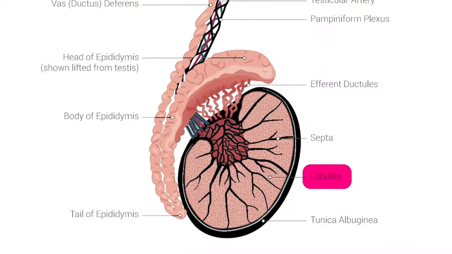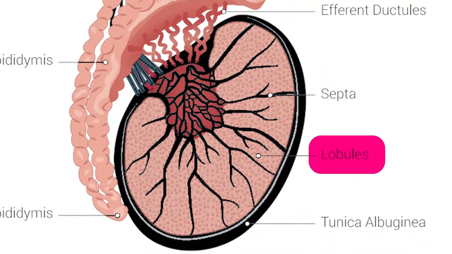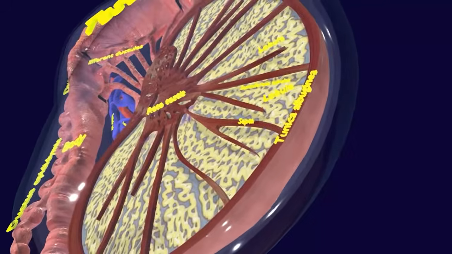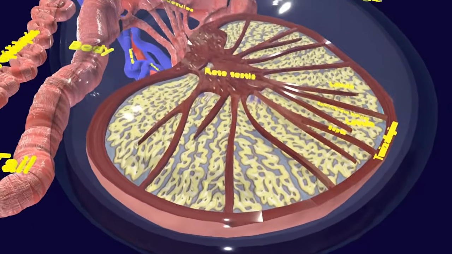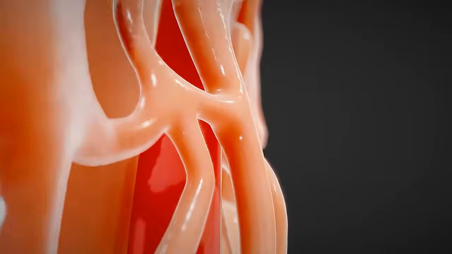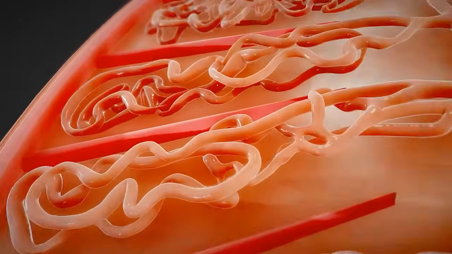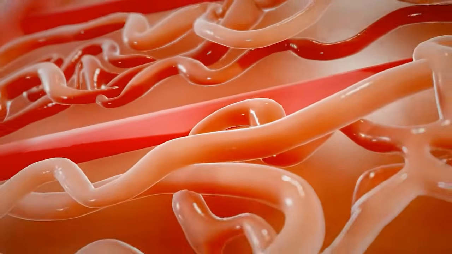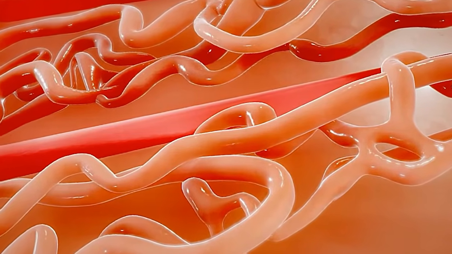The lobules of the testis are small pyramid-shaped compartments formed by the septae. Each lobule contains 1 to 4 tightly coiled seminiferous tubules, which are the sites of sperm production. The lobular organization allows for the efficient production of sperm, as each lobule provides an isolated environment where spermatogenesis can occur. The number of lobules and the quality of spermatogenesis can affect male fertility.